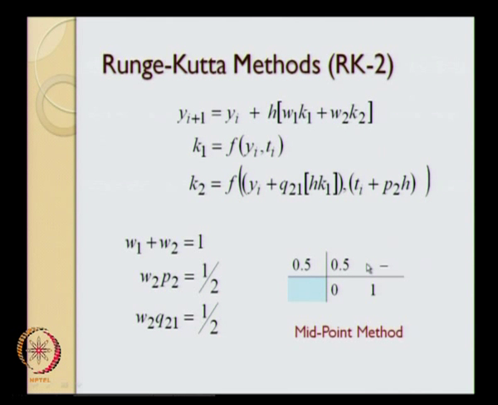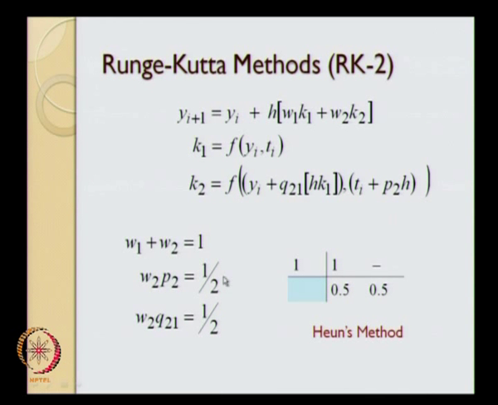There is no Q22 term in a second order RK method. The Q22 term would be Yi plus Q21 multiplied by Hk1 plus Q22 multiplied by Hk2. But keep in mind, if we had Q22 multiplied by Hk2, we would not have an explicit method anymore, because K2 itself would depend on K2. Okay. So this will become a semi implicit method if we were to have this term as non-zero.